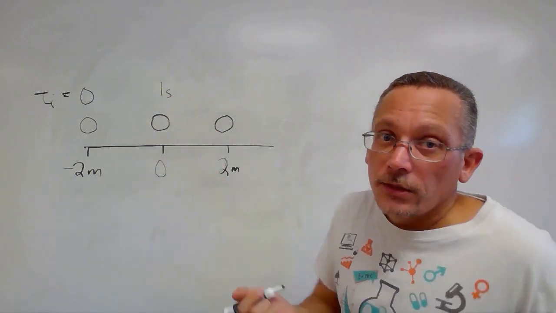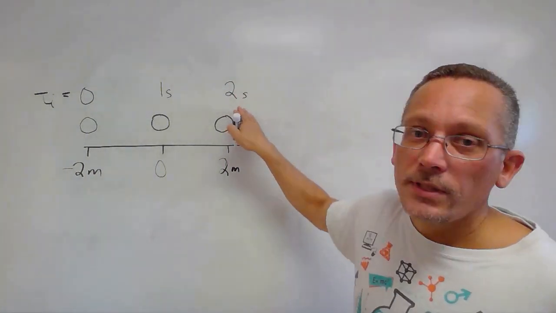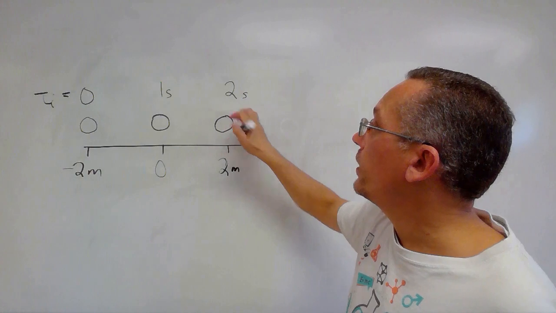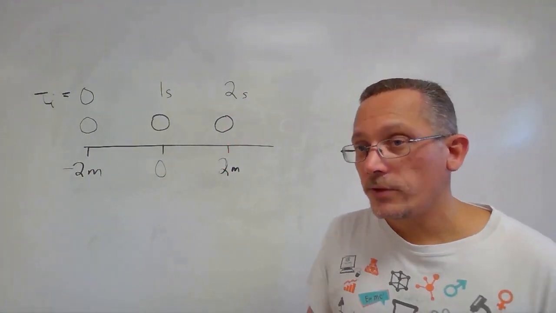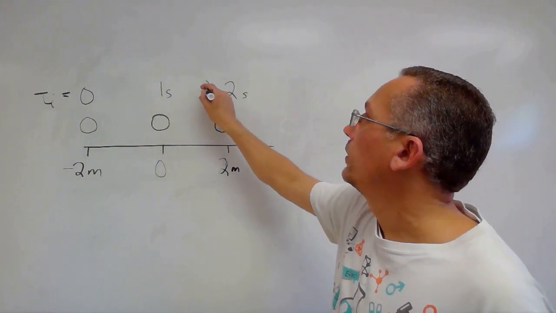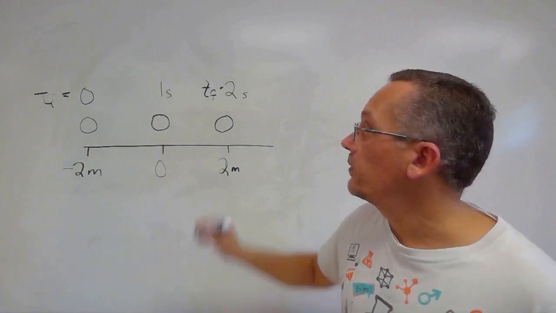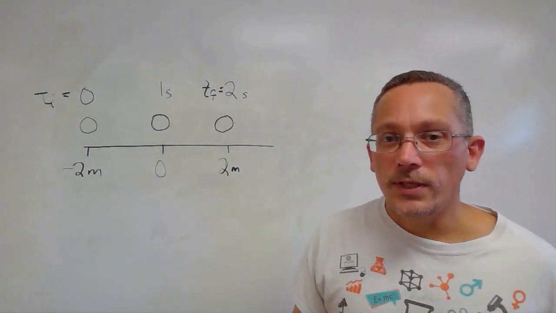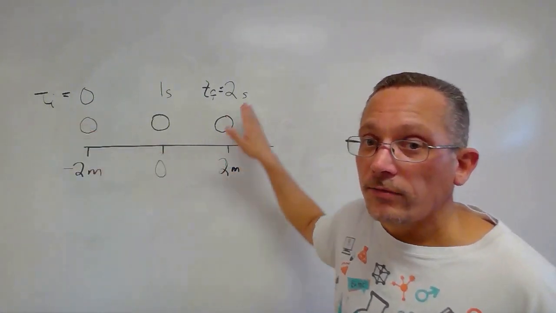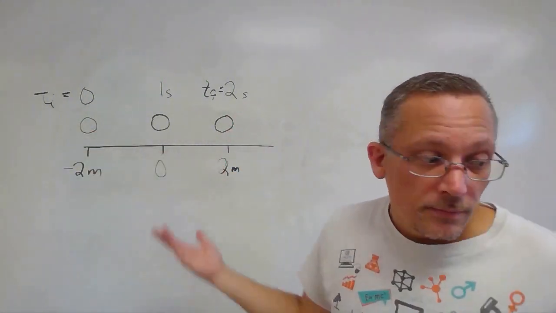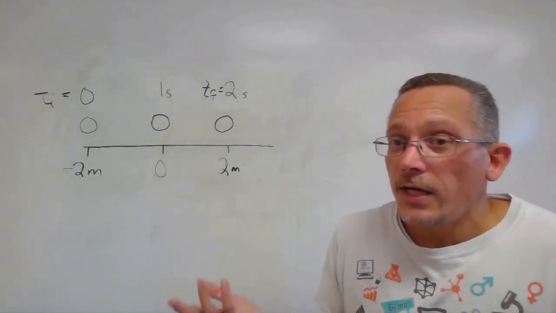Then when it gets here, 2 seconds have passed. And this is when we stopped observing it, so we could call this the final time. We can use a t with a subscript f, t sub f for the final time. So we say the final time is 2 seconds. If the initial time was 0 and the final time was 2 seconds, how much time has gone by? Well, it's pretty obviously 2 seconds.